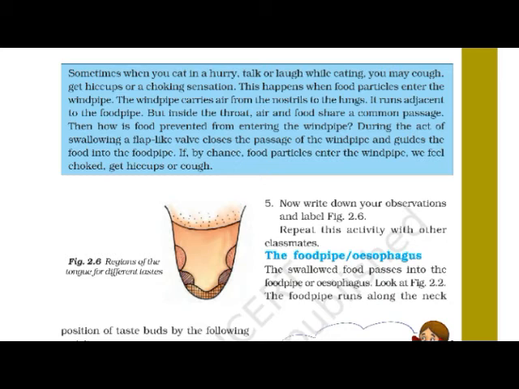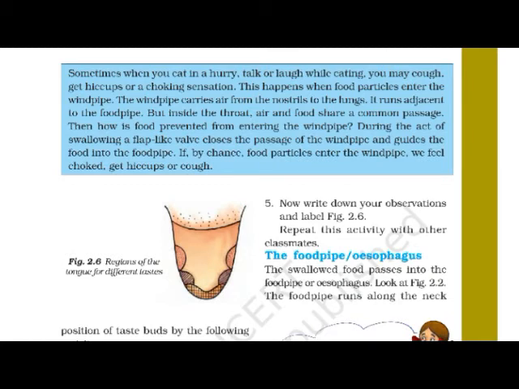And when you understand which area detects sweet, salty, sour, and bitter substances, complete figure 2.6. This is also your homework. Draw the figure and label the diagram. Understood? Okay, now let me see the next point.